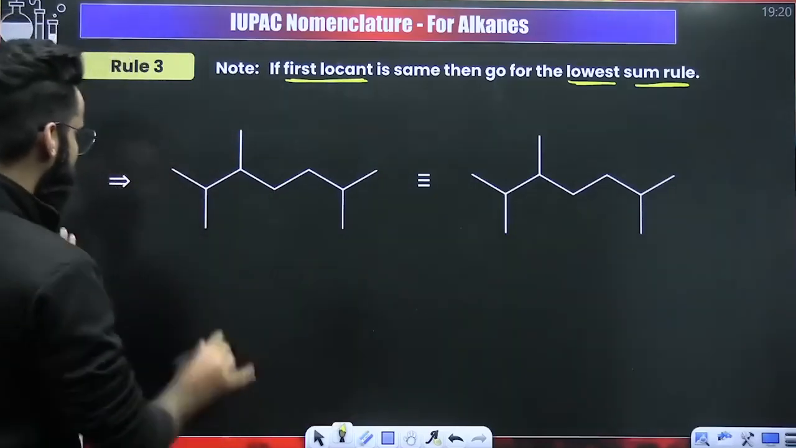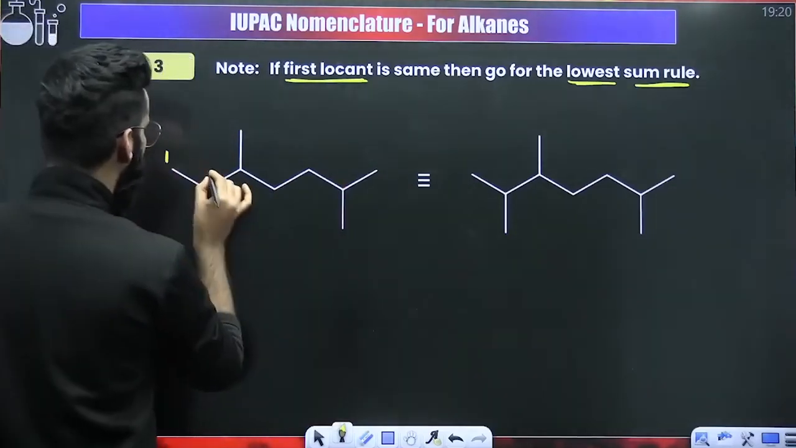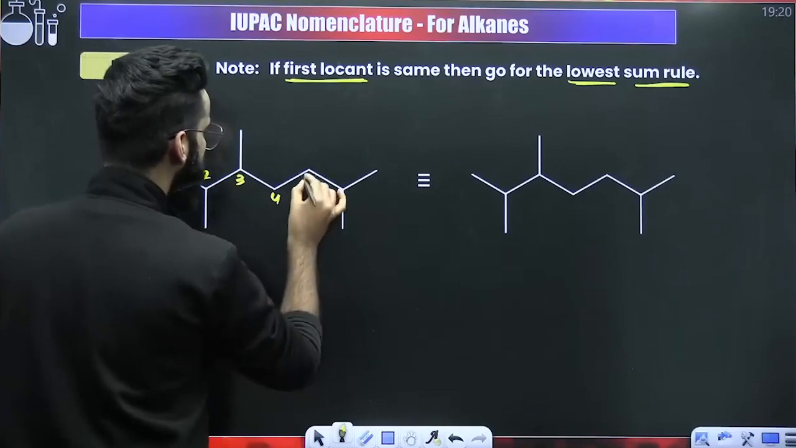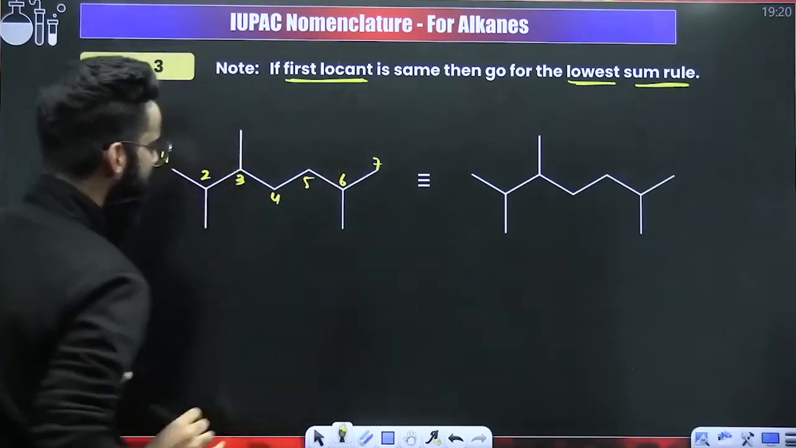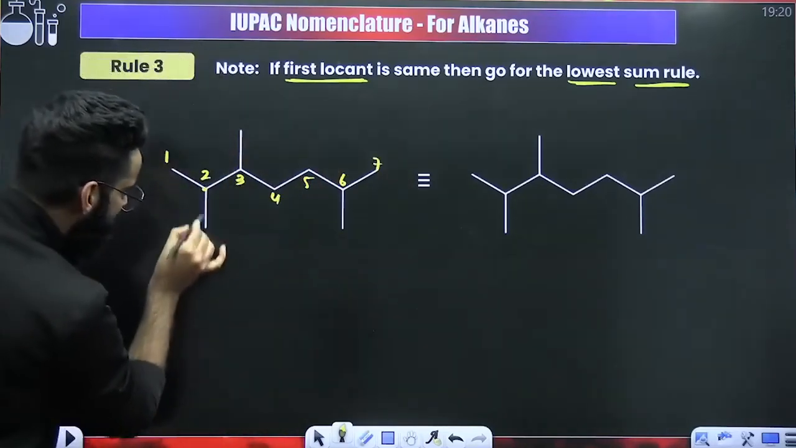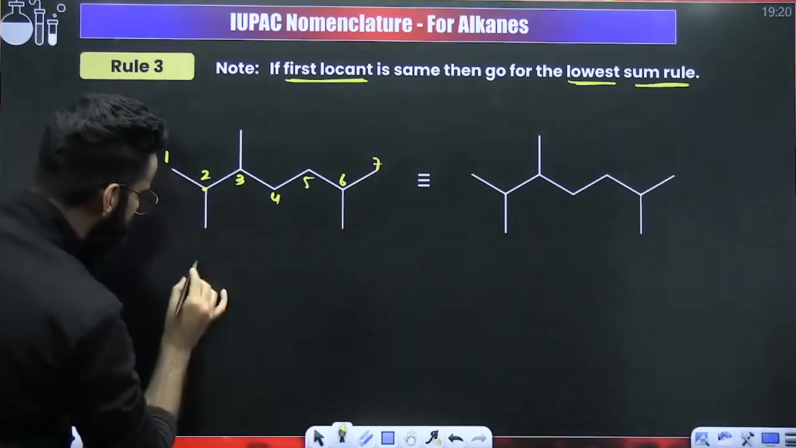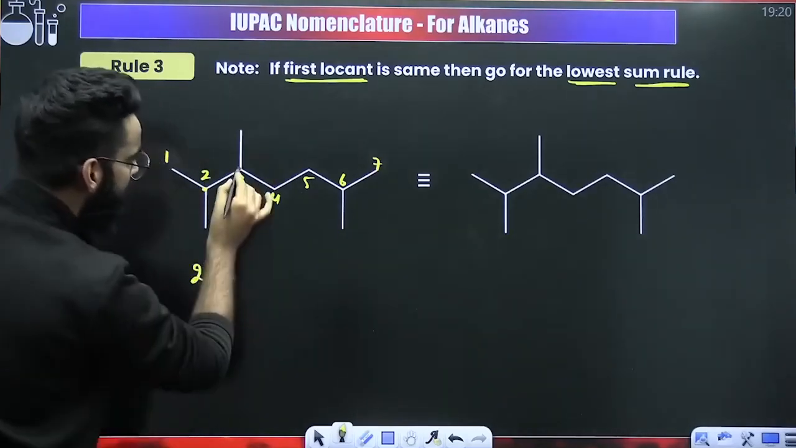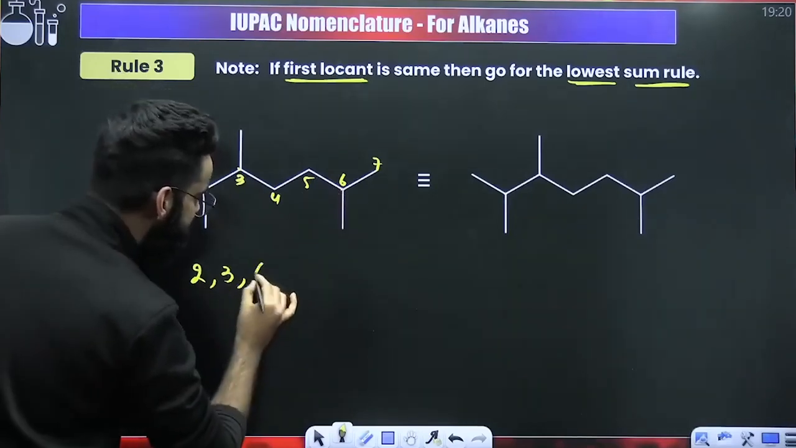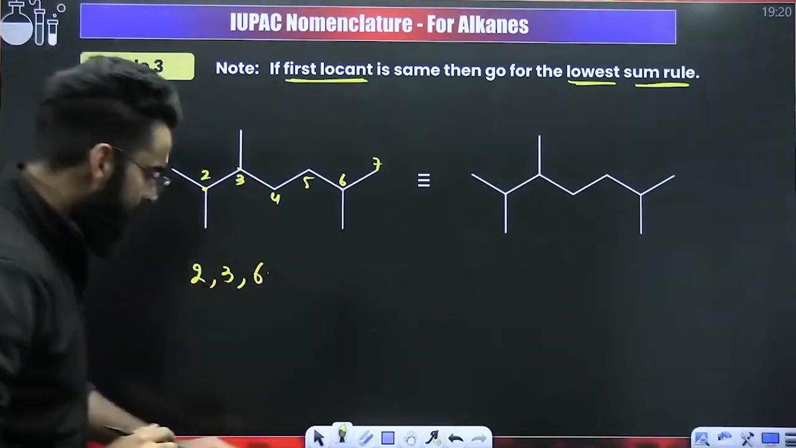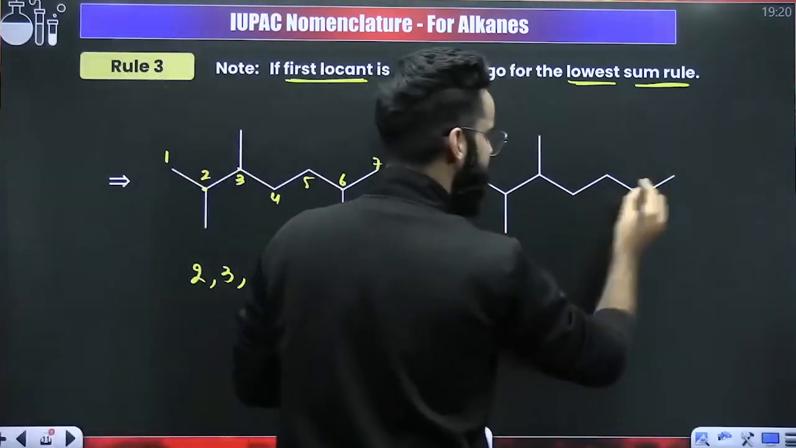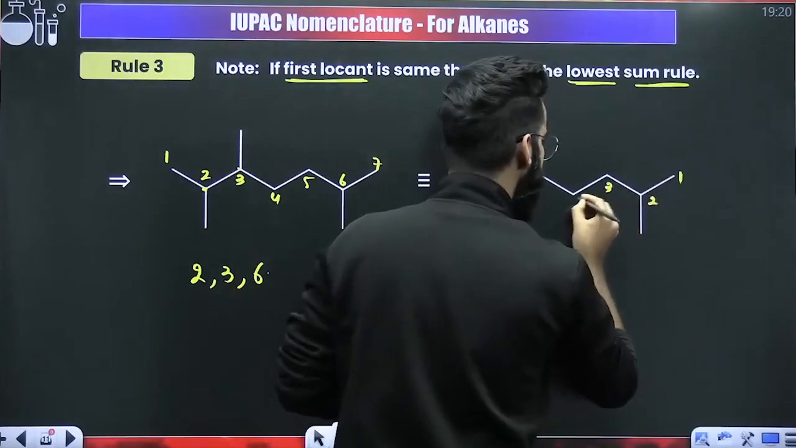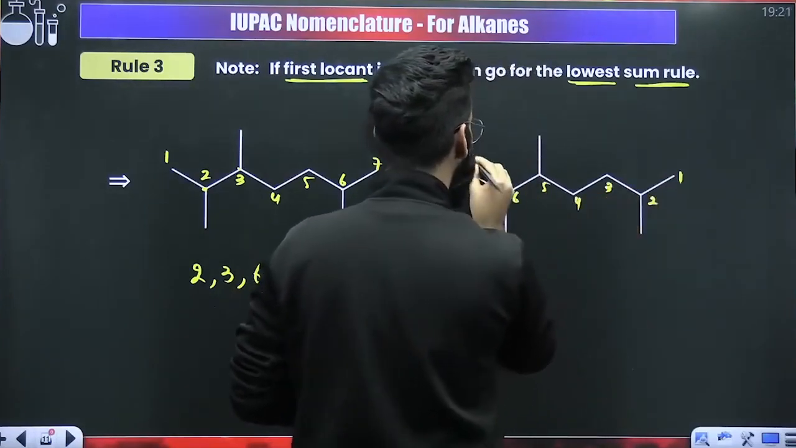First of all, let me start the numbering from left to right. This is 1, 2, 3, 4, 5, 6, and 7. The first substituent is getting the number 2. The second substituent is at number 3. The third substituent is at number 6. Now, if I start the numbering from right to left, this will be 1, 2, 3, 4, 5, 6, and 7.